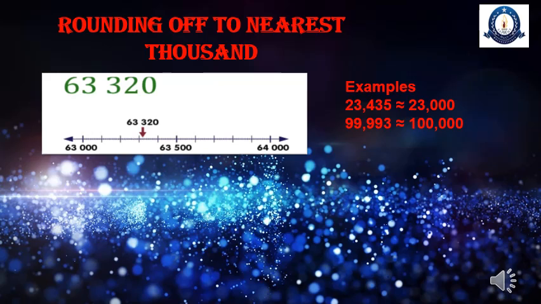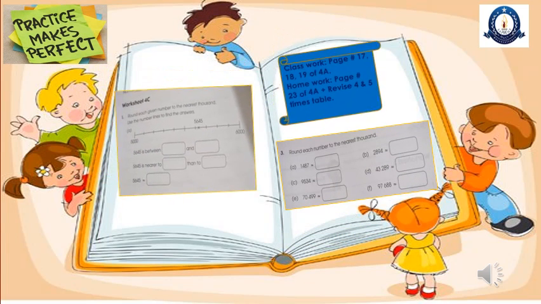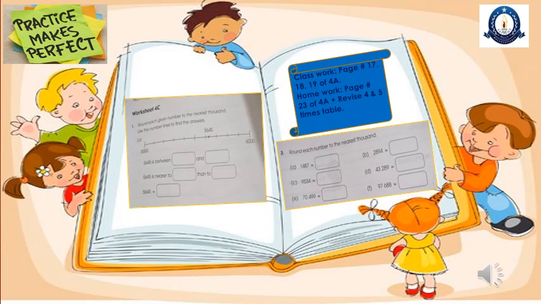Now let's see the work. This is classwork for Tuesday. Do page number 17, 18 and 19 of 4A. And homework is to do page number 23 of 4A plus revise the 4 and 5 times tables. First open page number 23. It's a revision page. You will do numbers in words, you will write the place values, and you will write the number in a sentence. Fine, it's a revision for you.